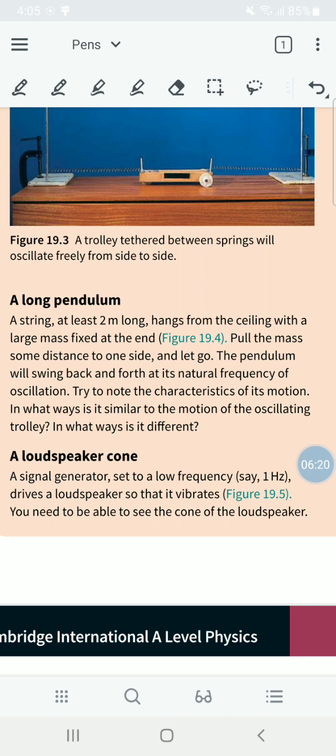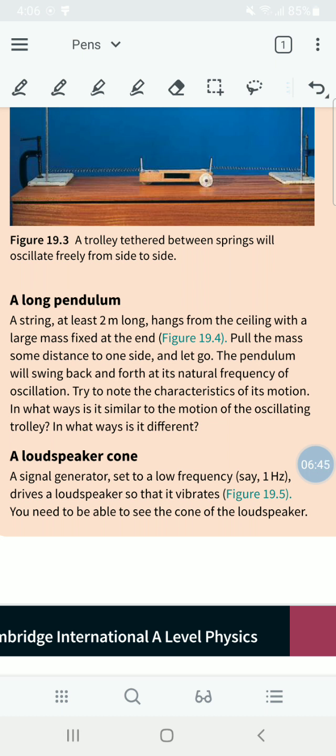From a higher up point, you hang a long thread, and to the bottom of that you must attach something heavy and allow it to oscillate, and find out how it acts in comparison to the earlier situation. So you will see once again almost all the characteristics would be similar.